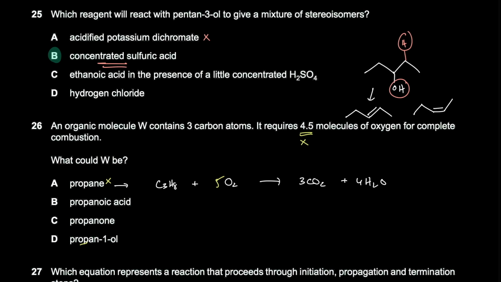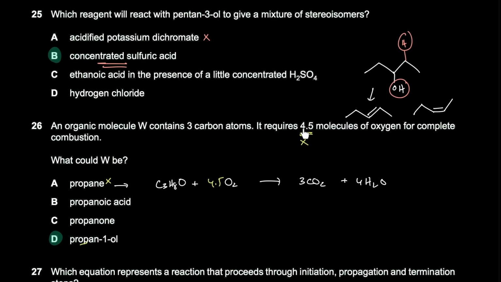The reason why is because D has an additional oxygen. We have C3H8O, which means we need one less oxygen atom over here for it to balance, because we still have 3CO2 and 4H2O. Because we have one oxygen here, we need a total of 10, so we would need 4.5 O2. So the answer is D. The way I was able to deduce that was we know that propane needs 5 moles of O2.